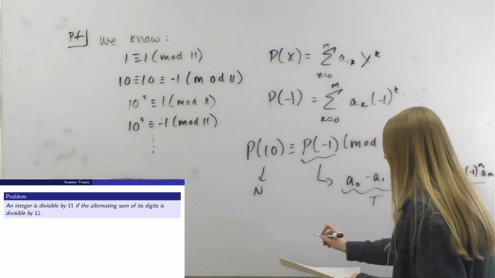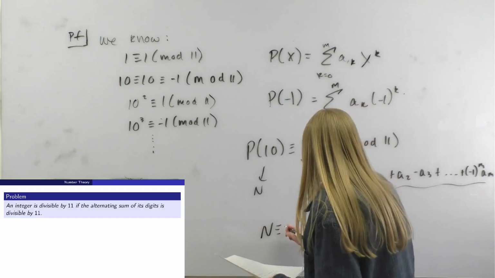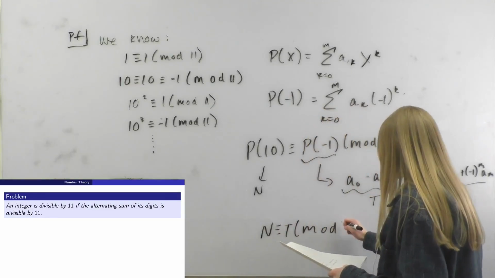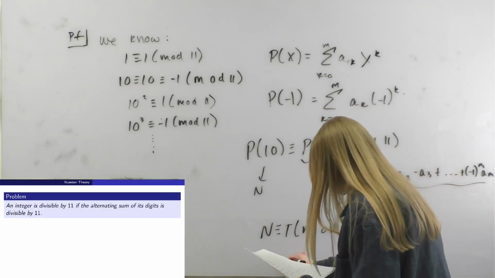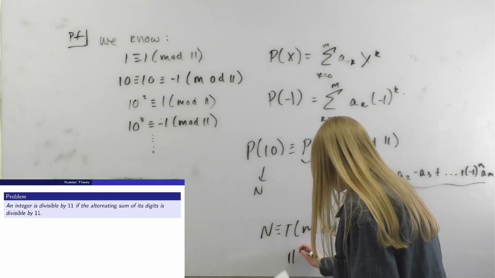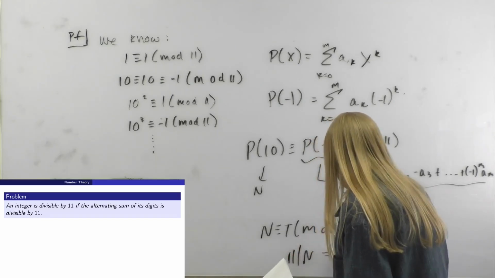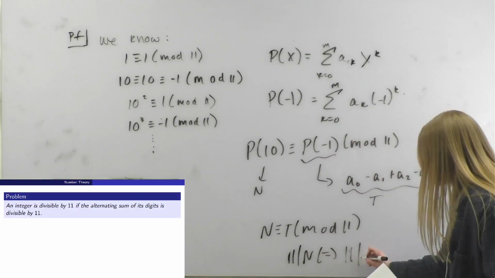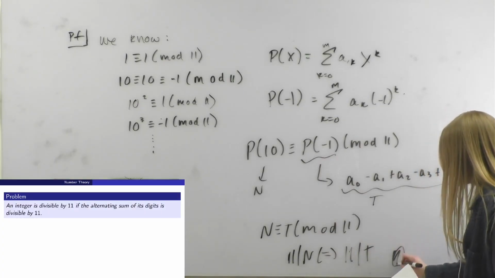So we'll call this t. n is congruent to t mod 11. So 11 divides n if and only if 11 divides t. QED.